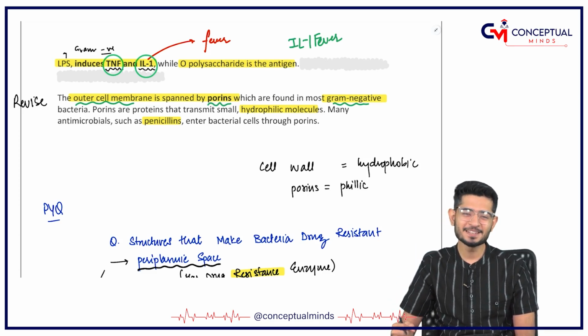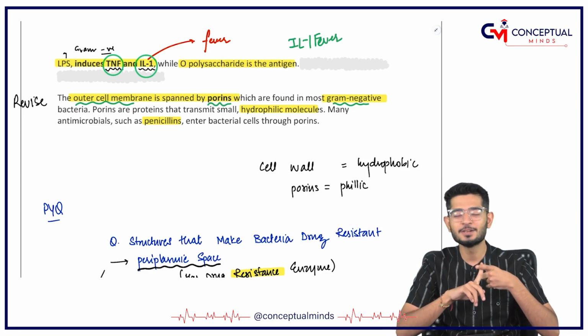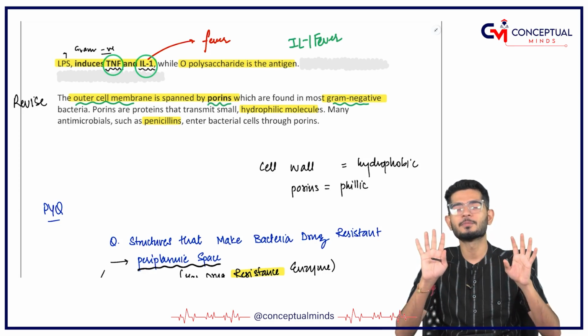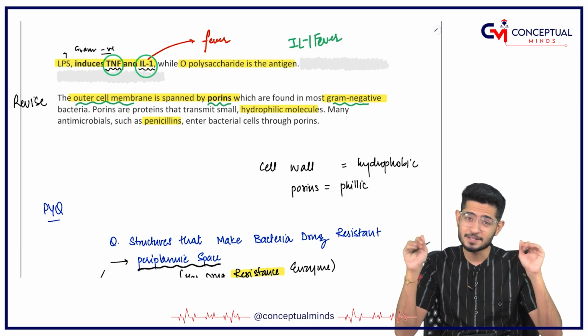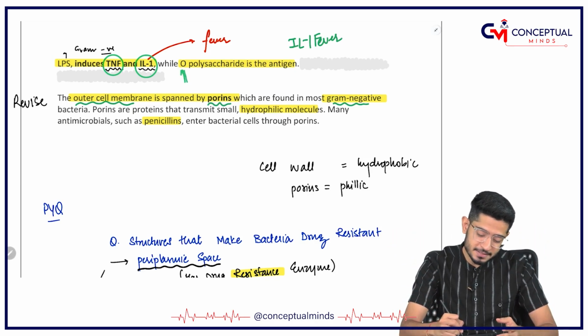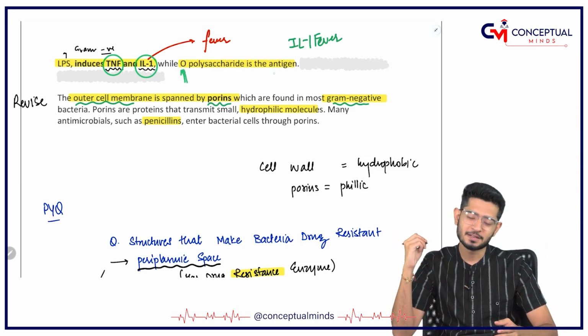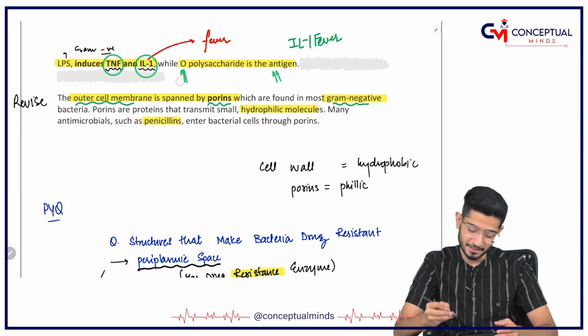So, LPS is responsible for inducing TNF-alpha and interleukin 1. And both of them are responsible for causing fever. Responsible for causing what? Fever. And in the cell wall, there is a polysaccharide that is the O antigen. Okay, you got it? Great.